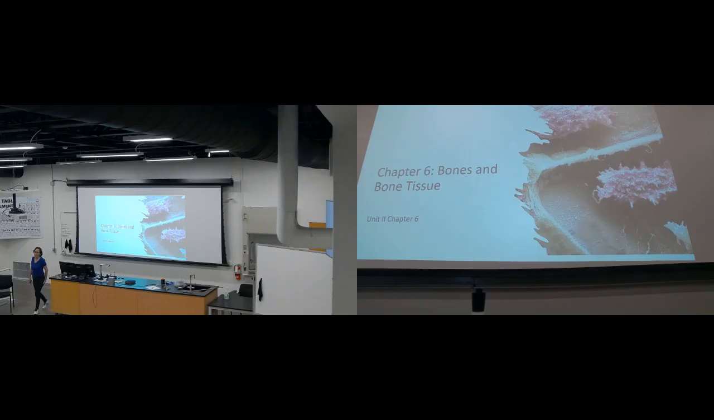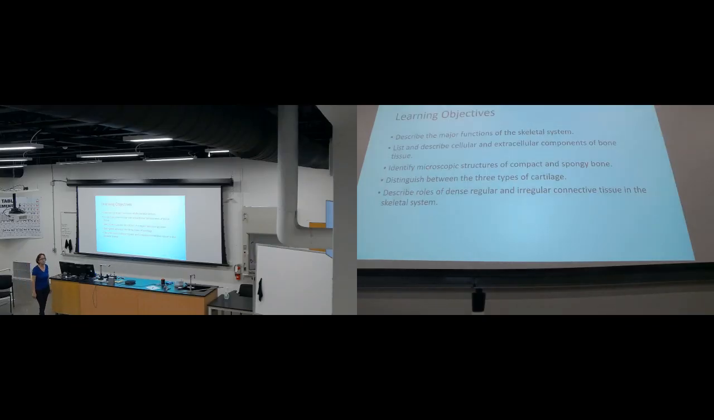Okay, so chapter 6 is about bones and bone tissue. We're going to see in this chapter the functions of the skeletal system. We're going to see the components of the bone, like the cells and the extracellular matrix. We're going to see examples of the microscopic structure of the major classification of bone tissue, which is compact and spongy. And we're going to see the types of cartilage that we have.